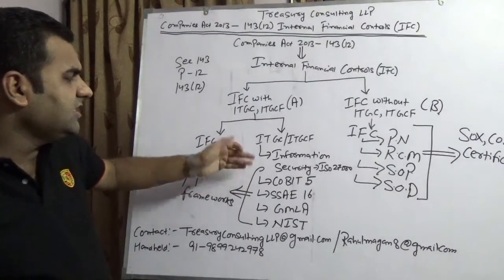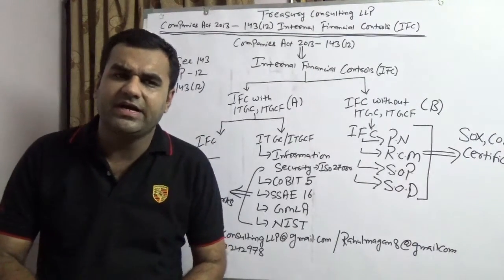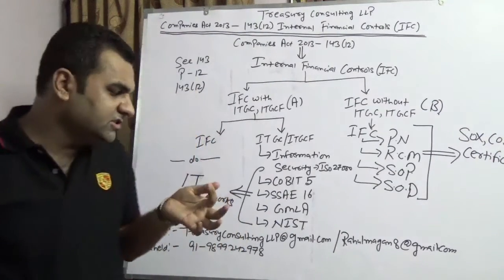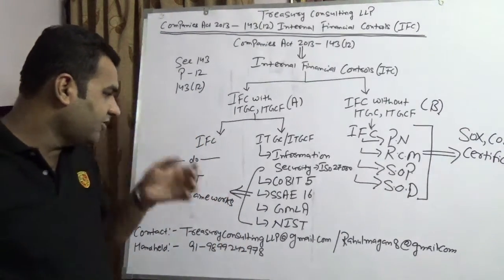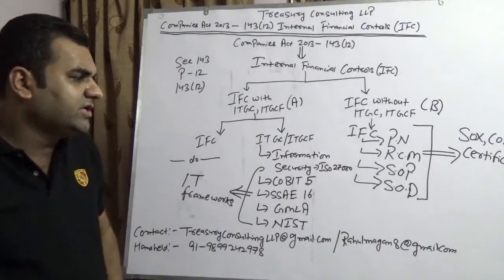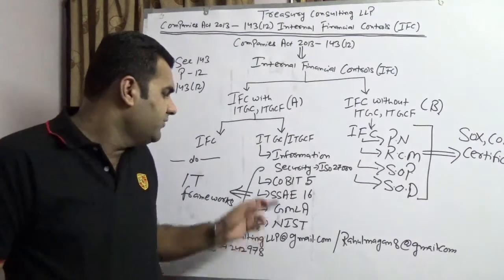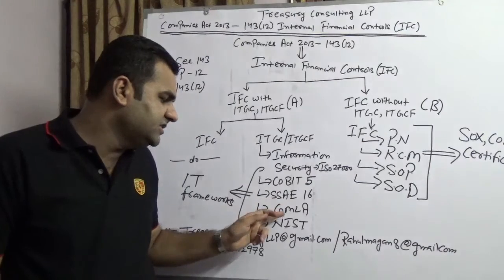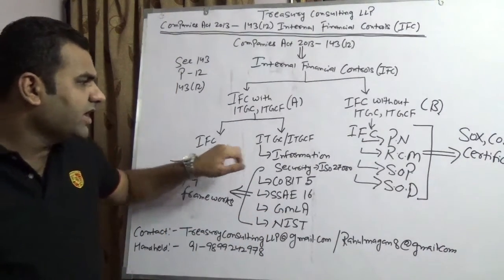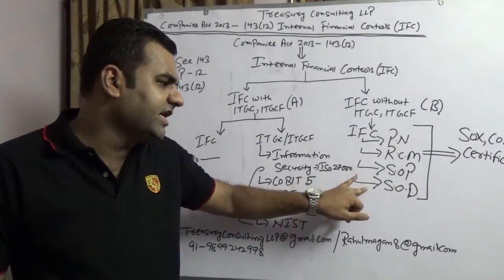In this ITGC you have four parts. ITGC stands for Information Technology General Control. ITGCF stands for Information Technology General Control Framework. From the perspective of information security, this is ISO 27000, 27001 and 27002. We have COBIT 5, SSAE 16, GLBA and NIST. In internal financial control, you would have four terms: process note, risk control matrix, standard operating procedures, and segregation of duties.